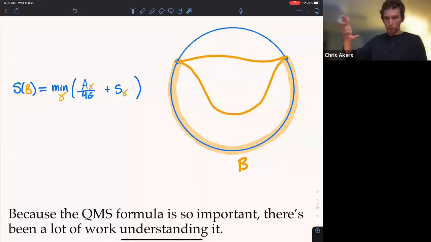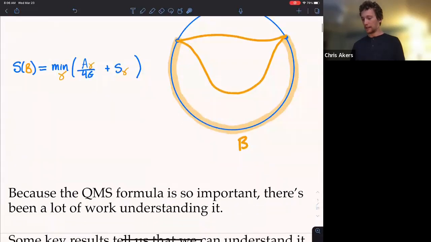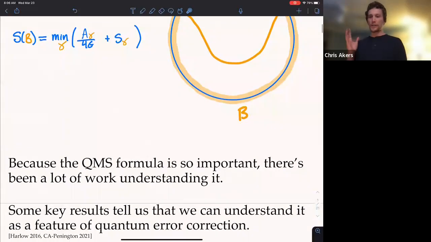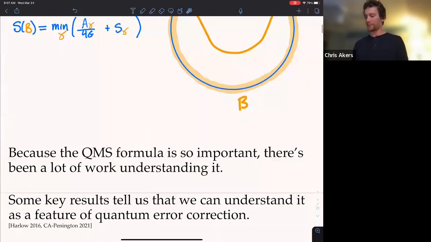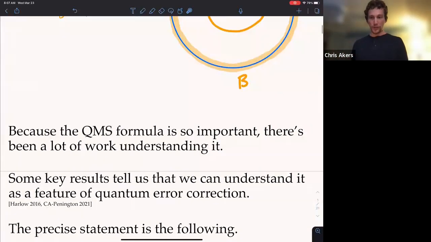So because it's so important, there's been a lot of work trying to understand it, and there are going to be two key results that are going to be important as background for the rest of the talk. And these two key results are those that tell us that we can understand the quantum minimal surface formula as a feature of quantum error correction. So let me give you the precise statement for that.